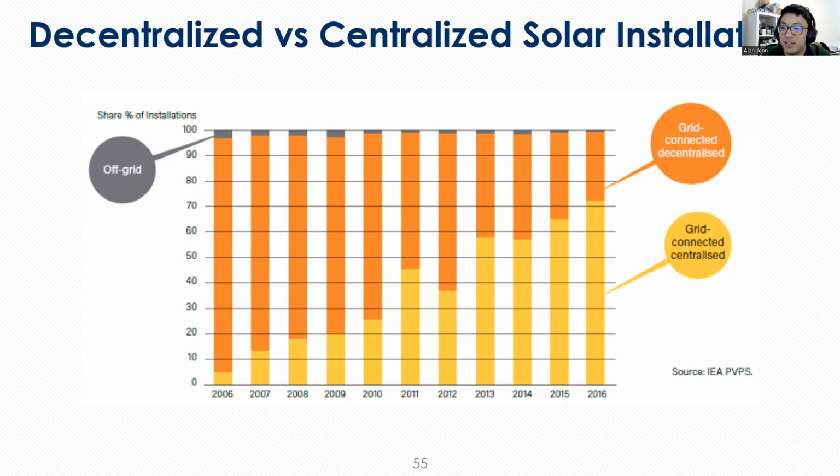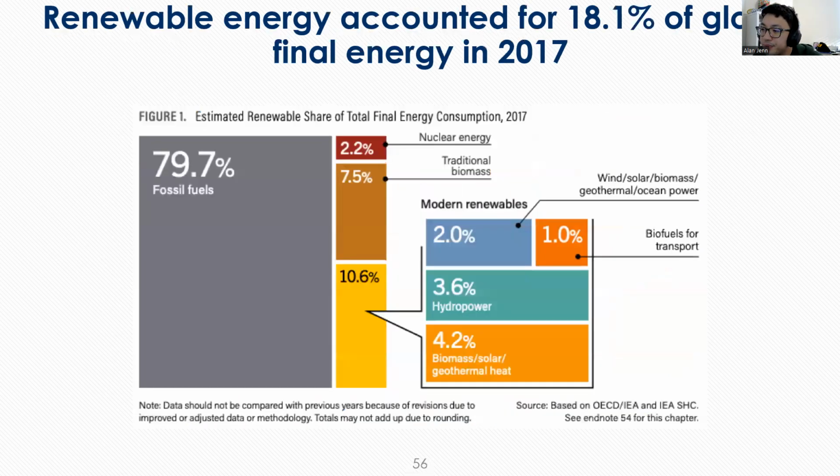So decentralized versus centralized. Decentralized is what I was saying with distributed energy, and centralized is more of the utility scale. You can see the relative share of installations here, and there is more utility scale over time. Okay, and that concludes the solar material. We'll do some high level reflections on renewables and renewable energy in general as we wrap up today's lecture.